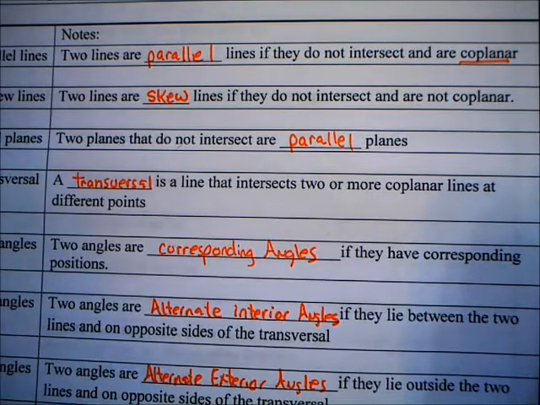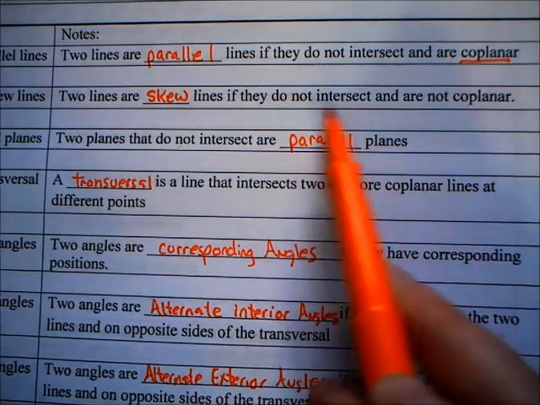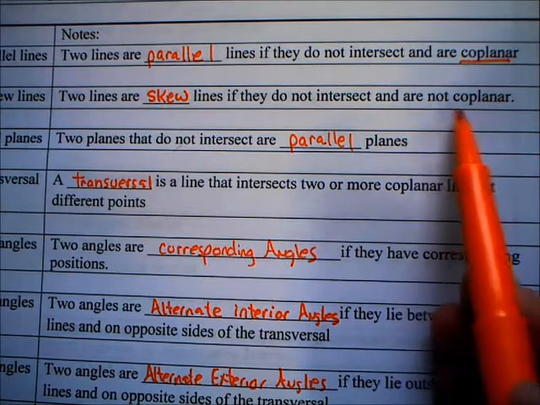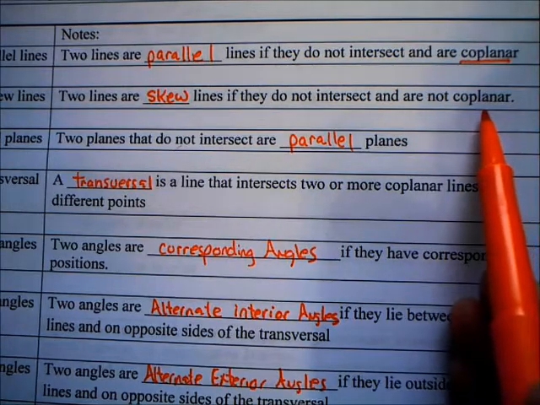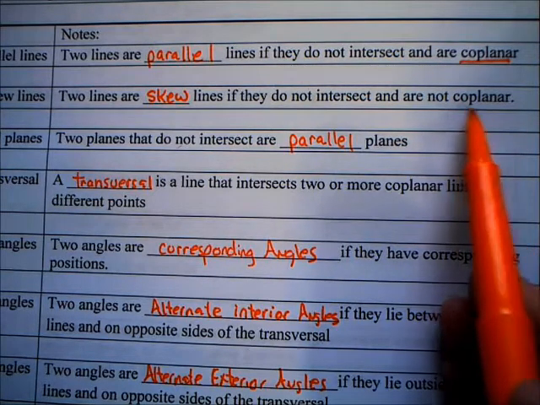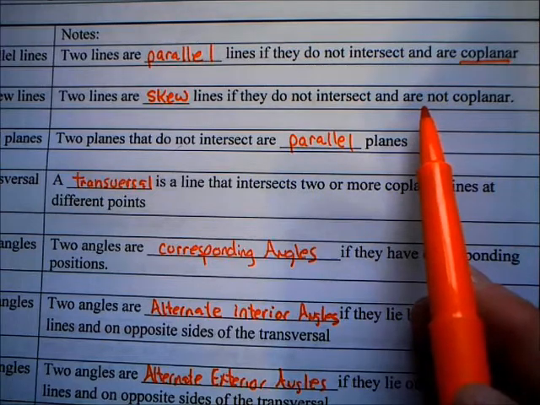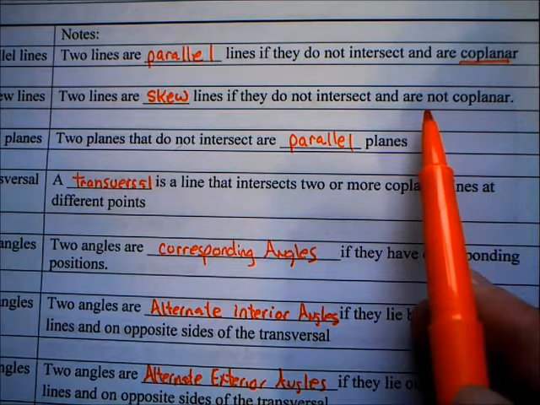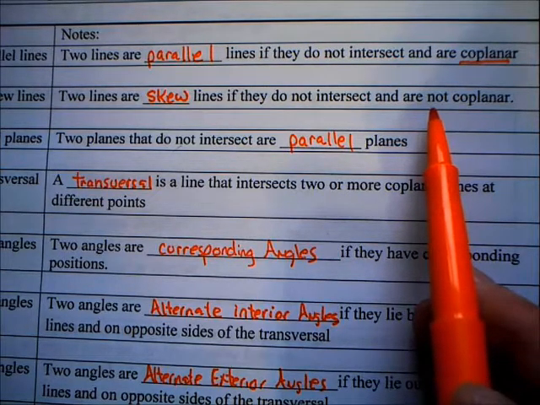Skew lines are two lines that are skew if they do not intersect each other and they are not coplanar. And a best example of this one, because a lot of students don't understand it, is like saying you have the street with a light post beside it, or like the street in front of the school and the flagpole would be a good example of skew lines.